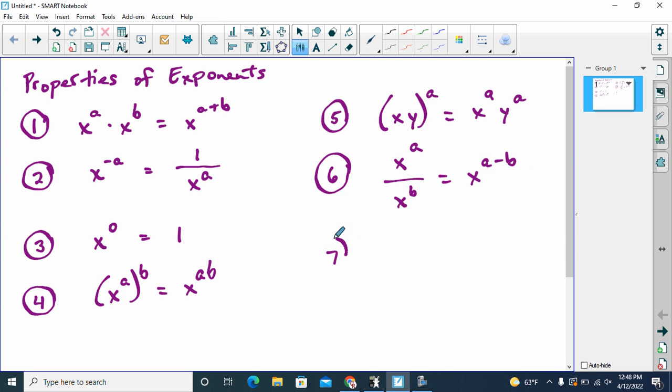And the 7th and final property is really the same thing as number 5, but if I multiply, we said we can distribute. The same thing's true if we divide. X divided by y all to the a, I can write that as x to the a divided by y to the a. Now, it's true if we multiply or divide, I can distribute an exponent. But it is not true if I add or subtract. If that's a plus in there or a minus, we cannot distribute in that case.